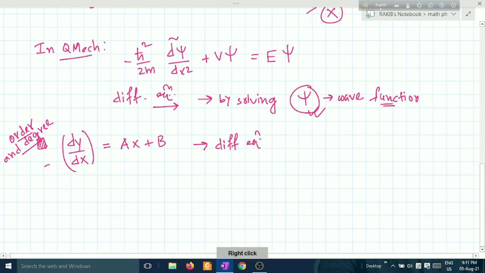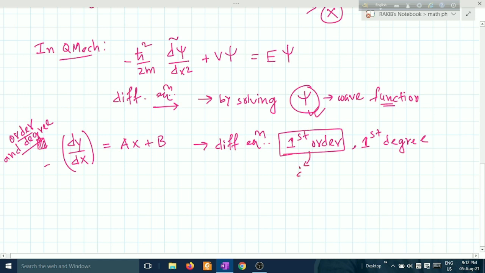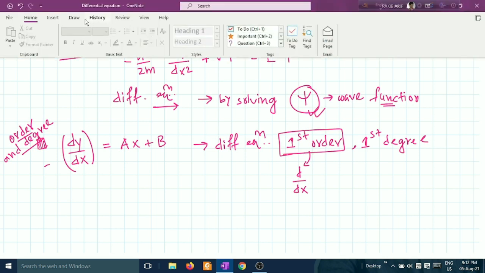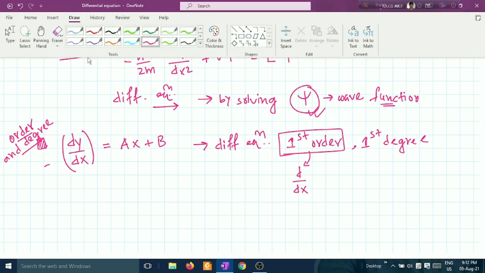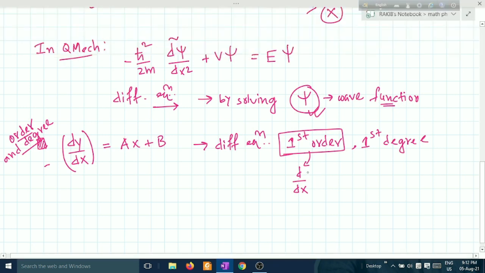This is a differential equation of first order and first degree. Why first order? Because there is only a differential term which is the first derivative of y with respect to x. If this is a first derivative, then it is called the order.